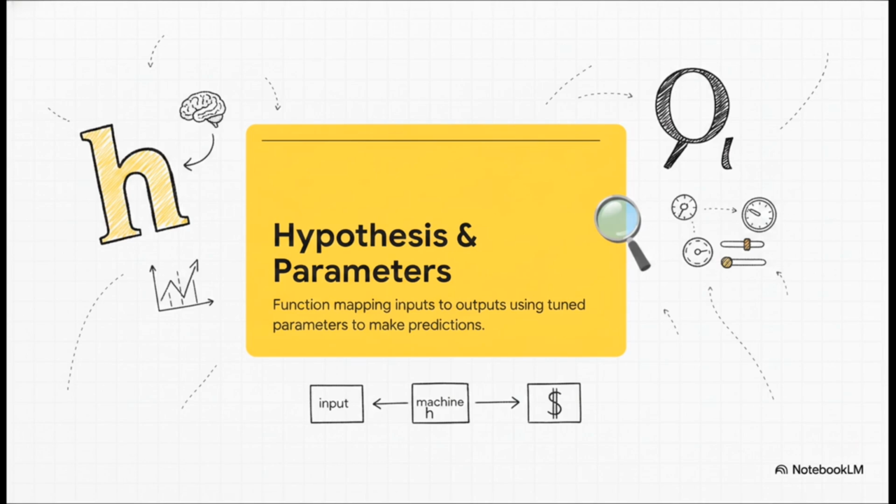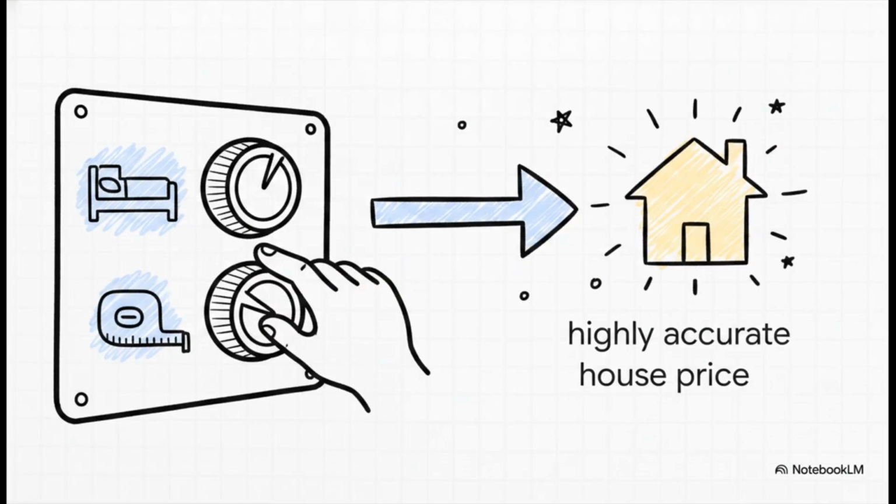And to make good predictions, this hypothesis relies on parameters, which are represented by the Greek letter theta. Think of these as the knobs and dials we get to tune. Mathematically, it looks like this, a linear or affine function. We're simply looking for the exact theta parameters to perfectly weigh the impact of our features. So, how much does the size of the house matter? Well, that's theta 1. How much do the number of bedrooms matter? That's theta 2. If we tune these dials perfectly, our equation is going to output highly accurate house prices.